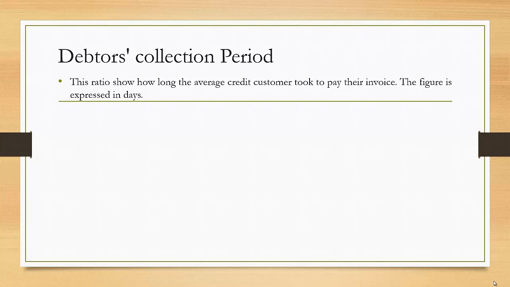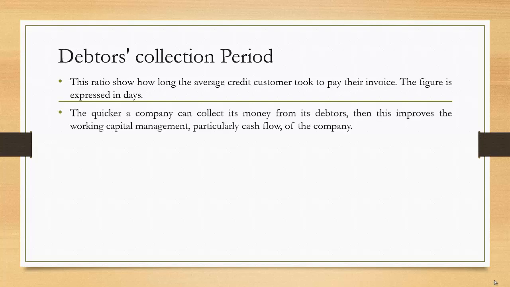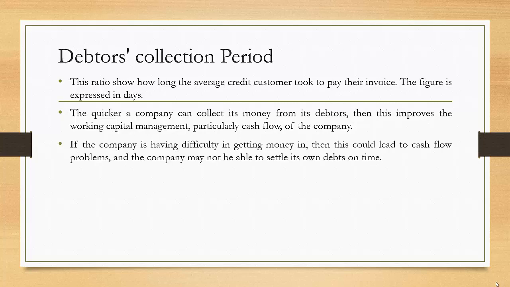The next ratio is debtors collection period. This ratio shows how long the average credit customer took to pay their invoice. The figure is expressed in days. The quicker a company can collect its money from its debtors, the better this improves the working capital management, particularly cash flow of the company. If the company is having difficulty in getting money in, then this could lead to cash flow problems and the company may not be able to settle its own debts on time.